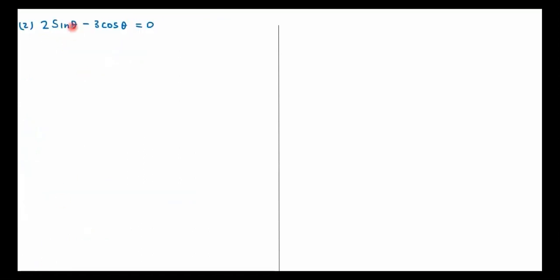But now here we have two trig ratios, sine and cos. The minute you see sine and cos in two terms like that, you can see they are separated. Basically, it means what we need to do here is form one single trig ratio, and that single trig ratio is going to be tan theta. So how do we do that?